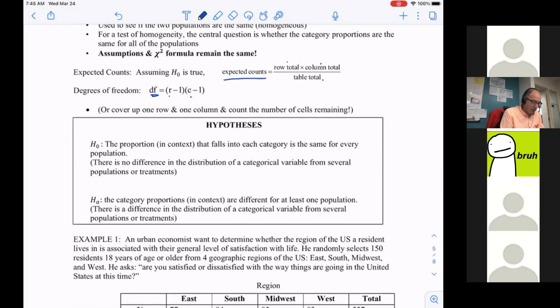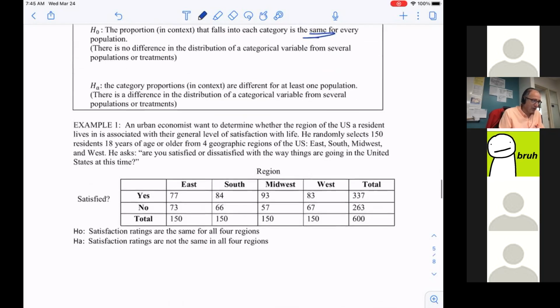But here we go. So our hypotheses look something like this. The null is that the proportion of the variable that falls in each category is the same for each population, and my alternate is that they are different. So they are the same, they are different, is how we're going to go about writing that.